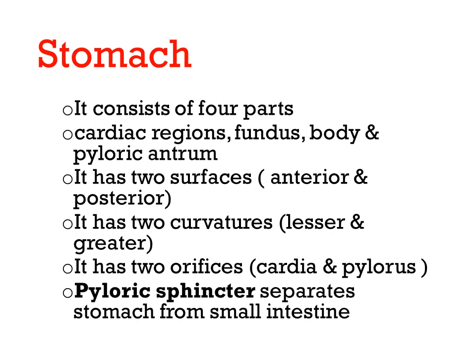It consists of four parts: cardiac region, fundus, body, and pyloric antrum. It has two surfaces, anterior surface and posterior surface, and two curvatures, lesser and greater curvature. It also has two orifices: the cardiac orifice, which is at the joint of the esophagus, and the pyloric orifice, which is at the joint of the duodenum. The pyloric orifice is guarded by a sphincter called the pyloric sphincter that separates the stomach from the small intestine, mainly the duodenum. This part has a very important clinical correlation. We will discuss it later on.